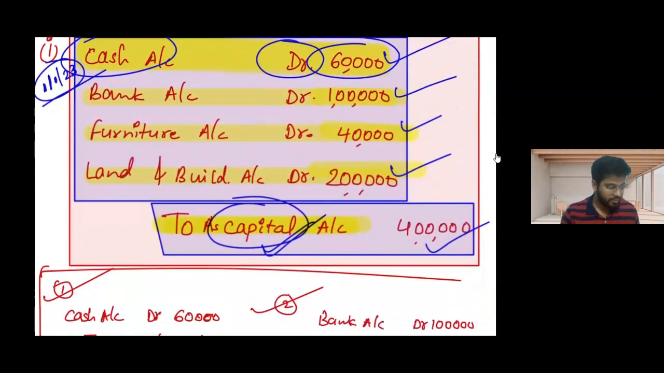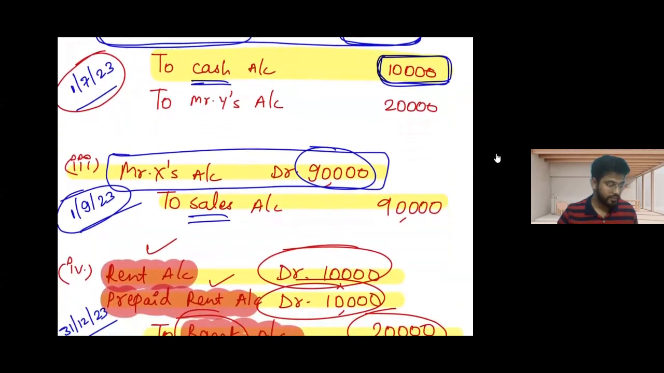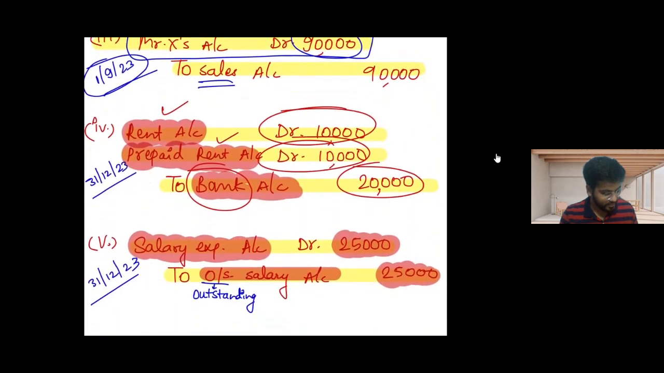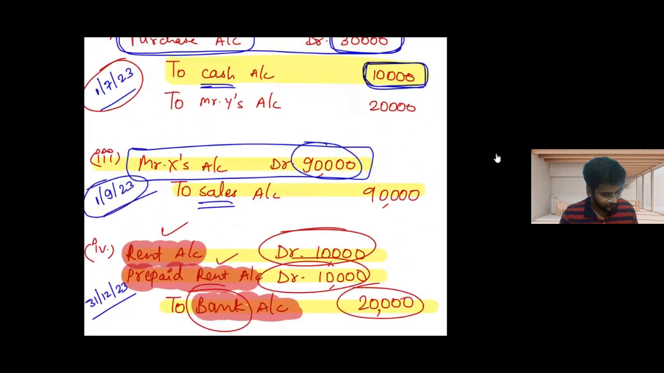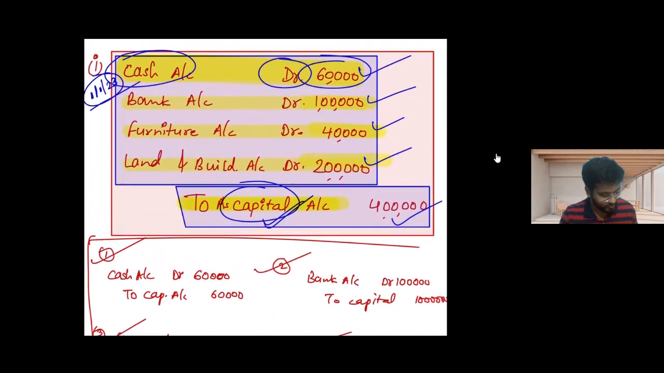Then what we did, we prepared our ledger accounts. First we made the journal entries. Journal entries are made in what? Your subsidiary books.